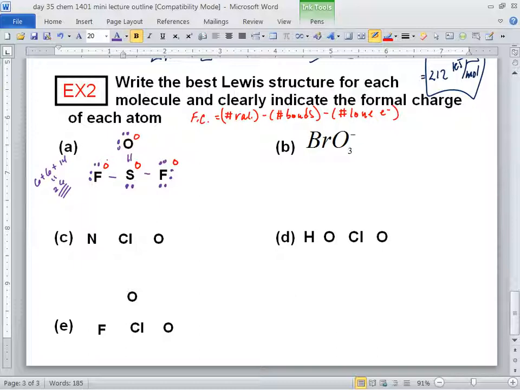Okay. And then now recognize in B, when you get to B, bromate, it's an anion. It's going to be impossible to get zeros for everything. And you don't want to get zeros for everything in the first place, because when you add them all up, you better get a -1.